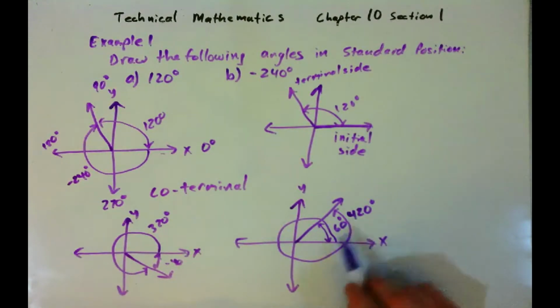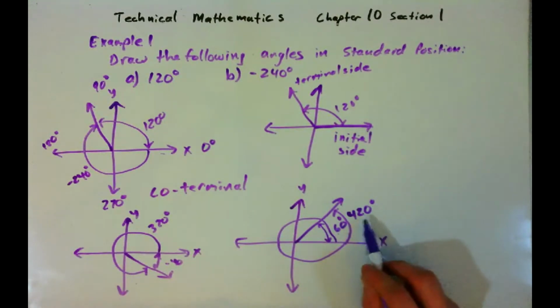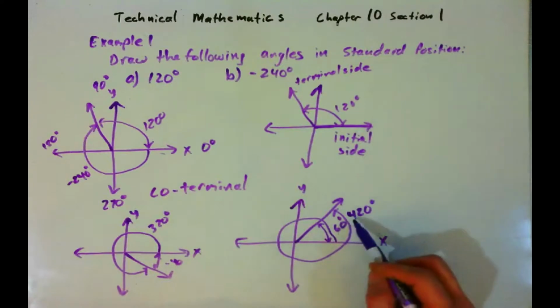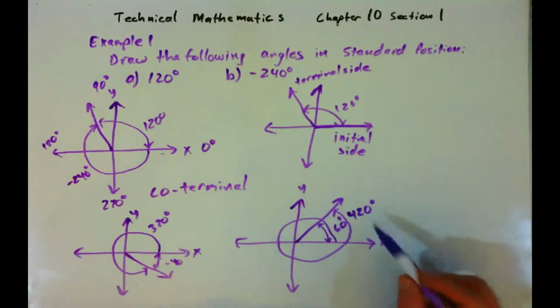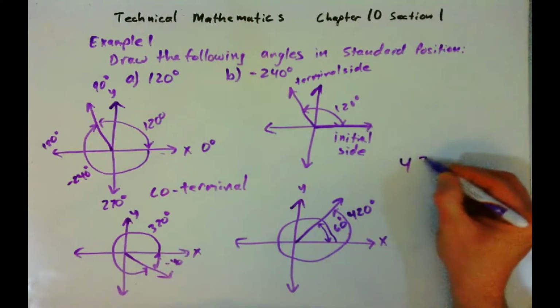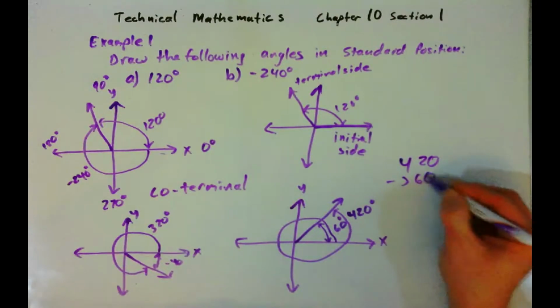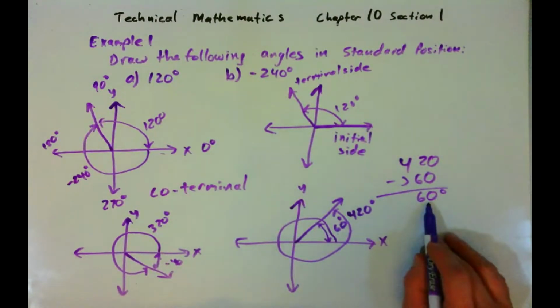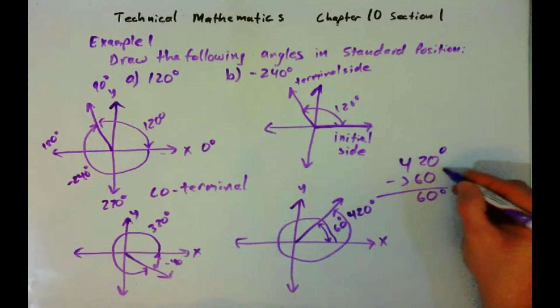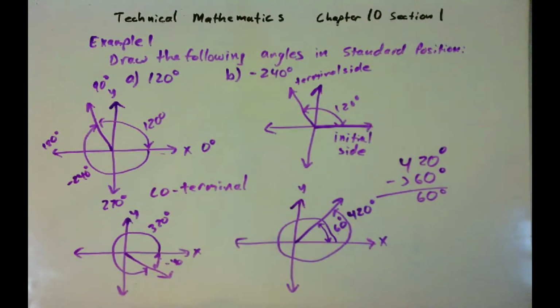Now, we would normally call this 60 degrees rather than 420 because we want our angles generally to be less than 360. If we made one complete rotation and our angle is greater than 360, we can subtract 360. 420 minus 360, and we will get 60. And so 60 degrees and 420 degrees are coterminal.